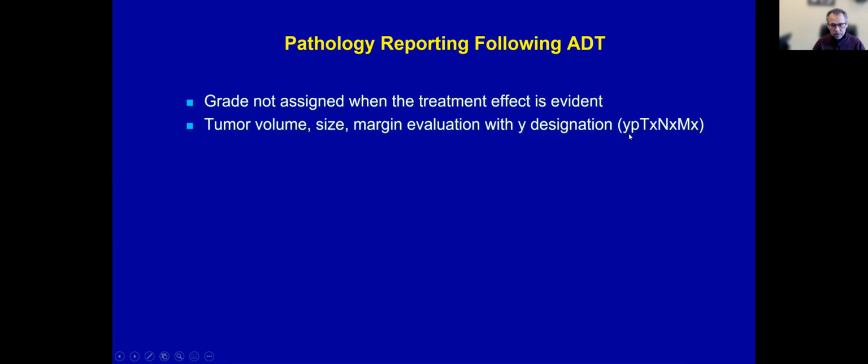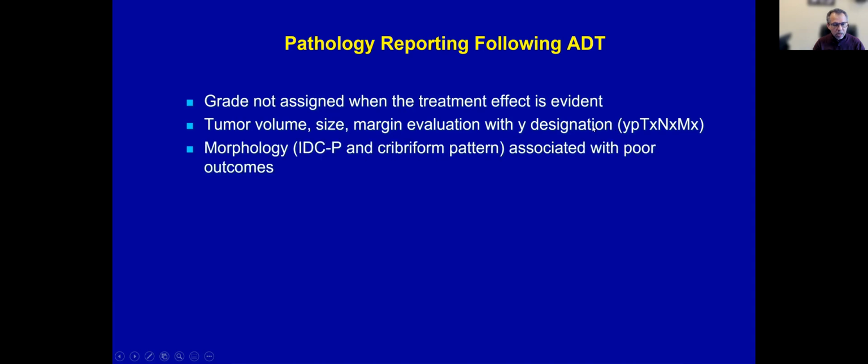So it will typically stand as a yPT2, N0, MX, or depending on the stage, yPT1, yPT2, N0, MX. Those could be frequently the scenario, or T3, T3A, or T3B. So depending on that, basically you have to put a Y designation in front of your TNM staging.